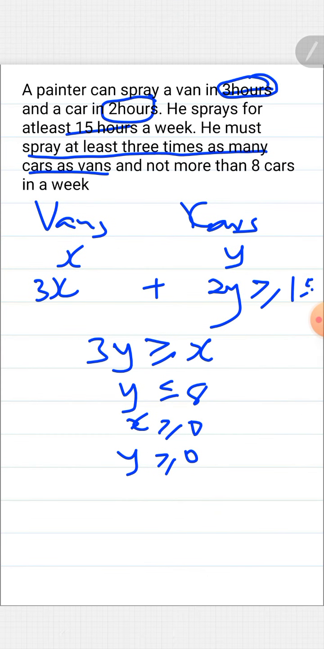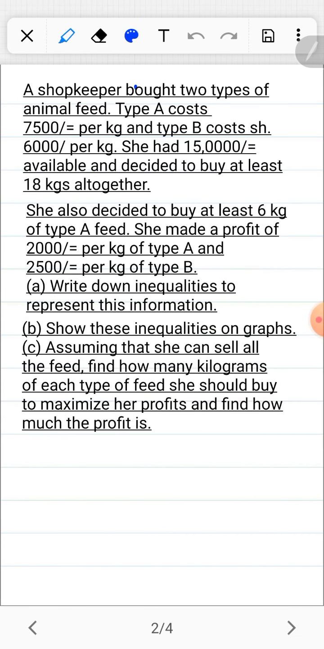One I want to do today with you is this one here. The shopkeeper buys 2 types of feeds, and type A costs 7,500, type B costs 6,000. She has 15,000 available and decides to buy at least 18 kilograms altogether. So let's first figure out the equations.